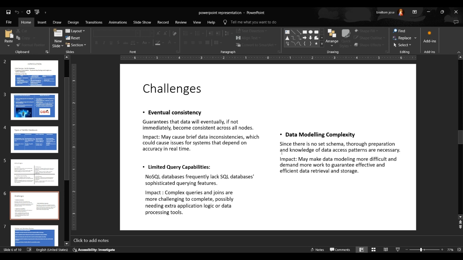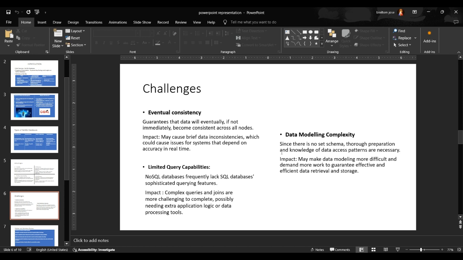The second thing is limited query capabilities. NoSQL databases frequently lack the query capabilities of SQL databases. So it can be complex because the queries can be complex, and maybe this can lead to a lot of confusion as well.